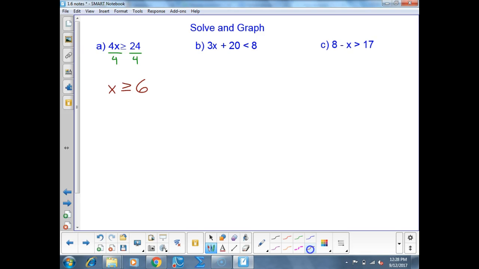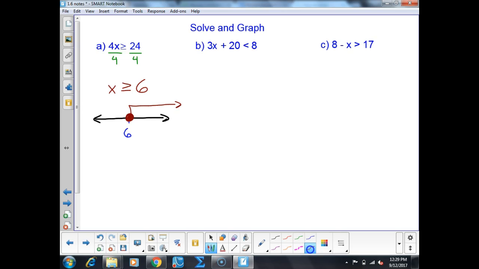So let's make that into a number line. Only number I'm concerned about is 6. Open or closed dot? Closed dot. And am I going to the left or to the right? I want numbers bigger than 6, which happen there. Okay.